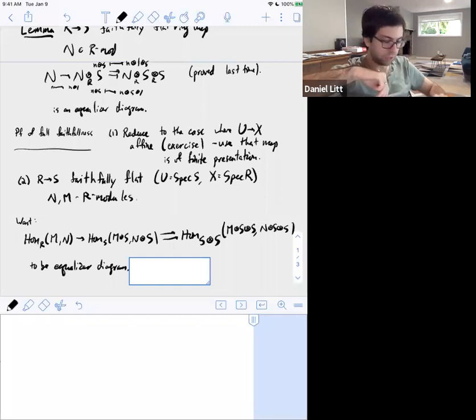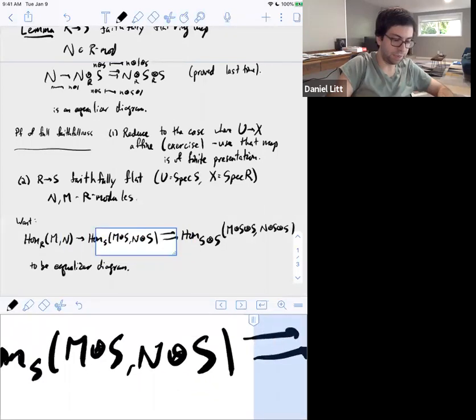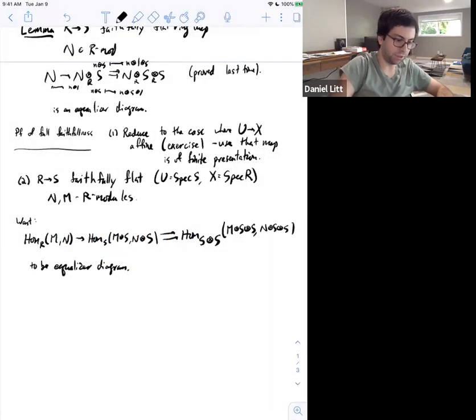Okay. So can anyone tell me, does anyone see how to prove this is an equalizer diagram using the lemma? So what do we have to prove? We have to prove that this map is injective and that its image is precisely the stuff in the middle, which goes to the same place over here. So can anyone tell me how to prove that this map is injective?